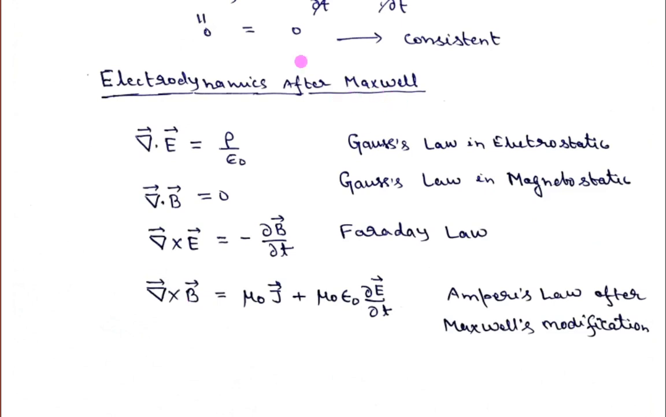Maxwell then again wrote these four equations. So this is basically known as the electrodynamics after Maxwell. This is divergence of E is equal to rho upon epsilon 0, Gauss's law of electrostatics; divergence of B is equal to 0, Gauss's law of magnetostatics; curl of E is equal to minus del B upon del t, that is Faraday's law; and curl of B is equal to mu 0 J plus mu 0 epsilon 0 del E upon del t, that is Ampere's law after Maxwell's modification.